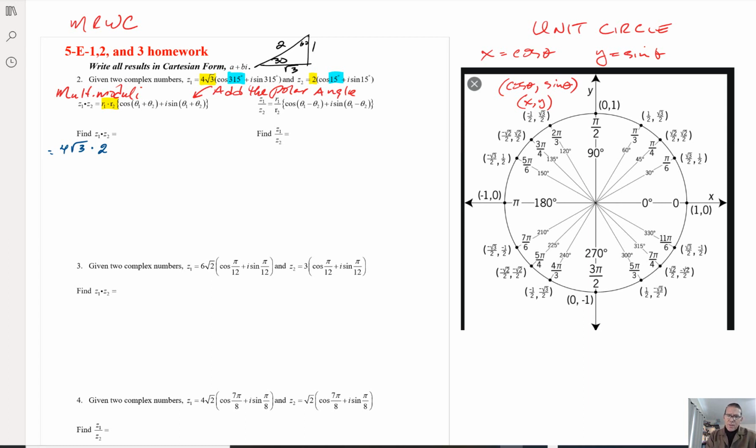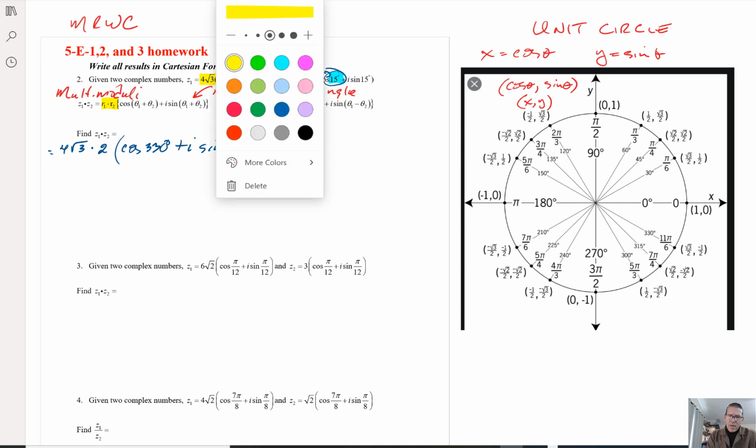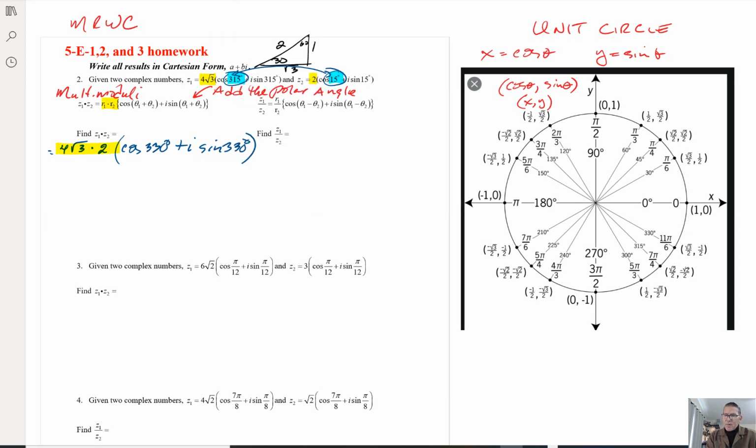Now I'm going to add the polar angles. I'm going to take the cosine of the sum of the angles. It's 315 plus 15, and that, my friends, is 330 degrees. So the cosine of 330 degrees plus i times the sine of 330 degrees. I first multiplied the moduli in front, let me highlight that in yellow. I'll simplify that in a minute. Then I simply add the polar angles: 315 plus 15 is 330. That's all you do.